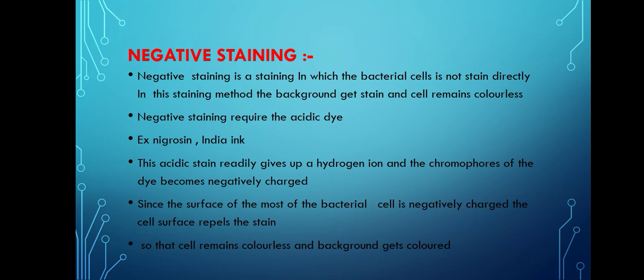Examples of negative staining acidic dyes are nigrosin and India ink. The acidic stain readily gives up the hydrogen ion, and the chromophore of the dye becomes negatively charged. Since the surface of most bacterial cells is negatively charged, the cell surface repels the stain, so the cell remains colorless and the background gets colored.